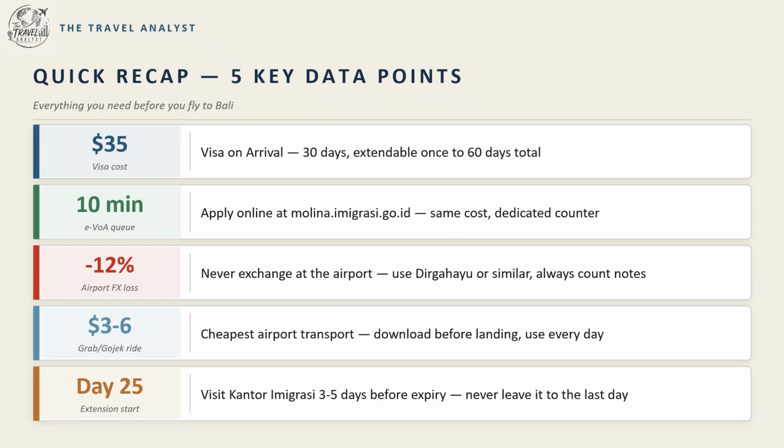Minus 12%, what you lose exchanging money at the airport. Use a reputable city money changer instead. $3 to $6, Grab or Gojek fare from the airport. Download both apps before you land. Day 25, when to start your visa extension. 3 to 5 days before expiry. Never the final day. You are now more prepared for Bali than 90% of tourists who arrive every day.